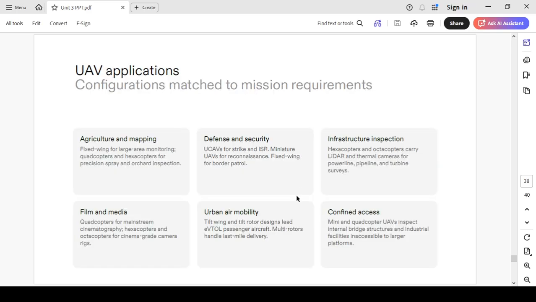So the applications of UAVs, as you already know, in unit number 2 we covered the agricultural and different uses of UAVs in the agricultural sector, mapping and other applications. The main cases are agricultural mapping, defense and security, infrastructure inspection, film and media, urban air mobility, and you name the type where you can generate based on your own advantages or the applications that you require.